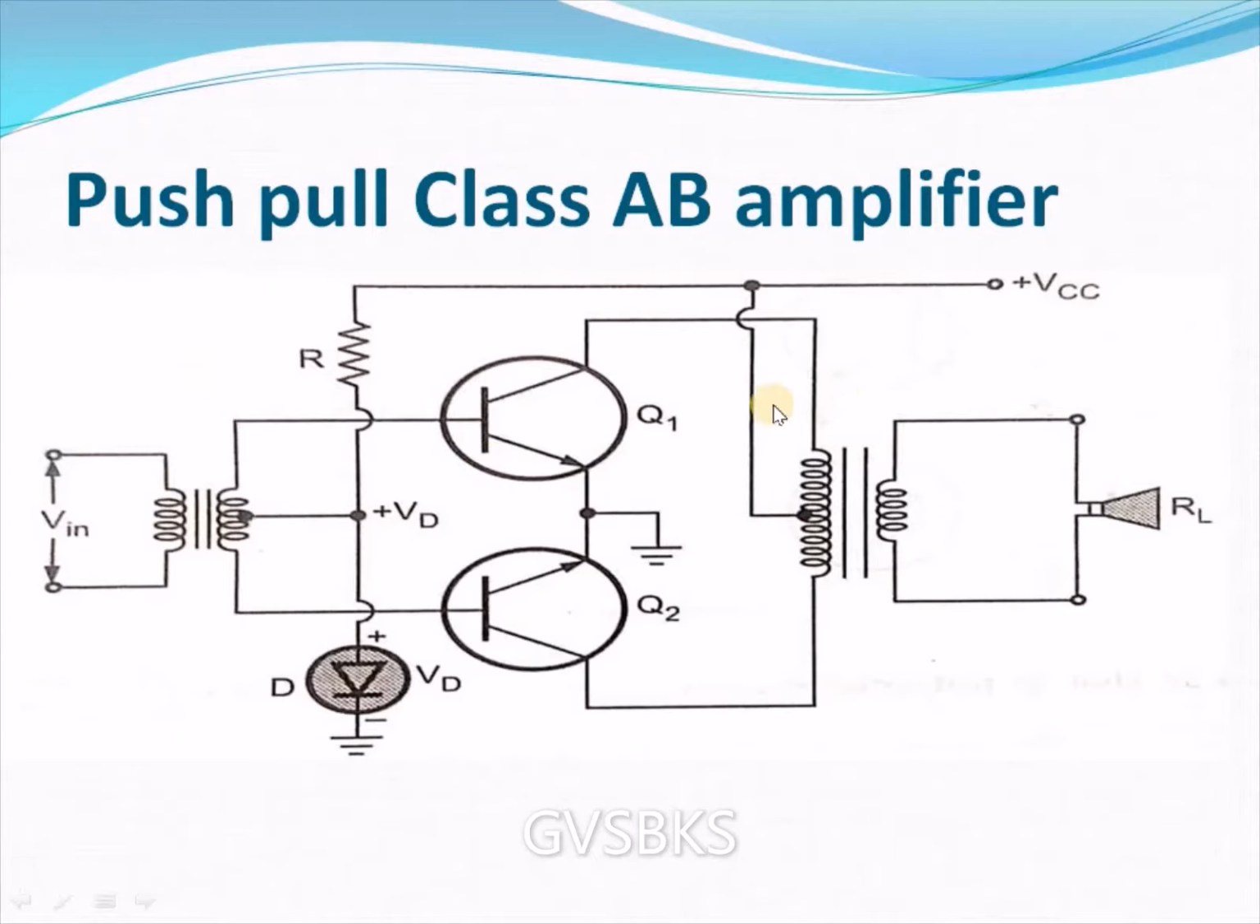So the remaining circuit is Q1, Q2, the same type of transistors. In this case, these two transistors are NPN type, and here is the output transformer. In this output transformer, the primary is center tapped to the VCC voltage, and we have connected the load, which is a loudspeaker, to the secondary of the output transformer. So VIN is the AC input signal, VCC is the DC supply voltage.